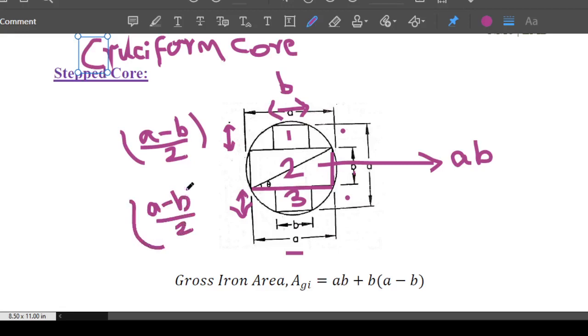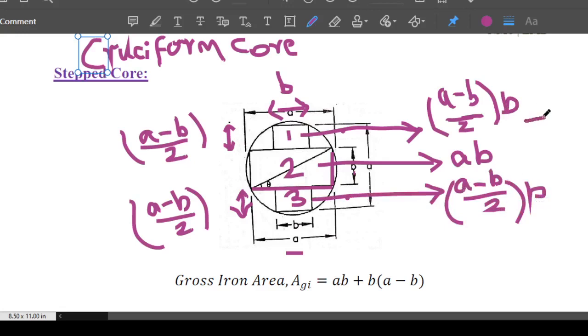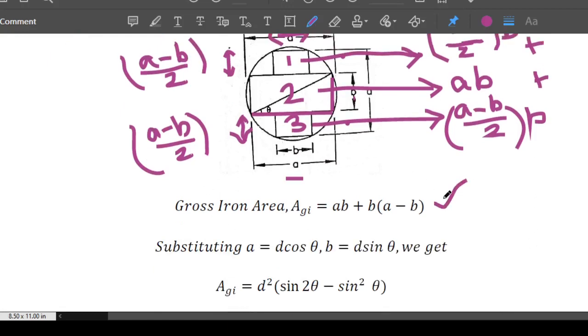So what will be the area of sections 1 and 3? Section 1 area will be nothing but A minus B divided by 2 into B. Similarly, for section 3 you will also get A minus B by 2 into B. So when you add all these three and simplify, you will get AGI equal to AB plus B into A minus B. Now, we'll proceed.